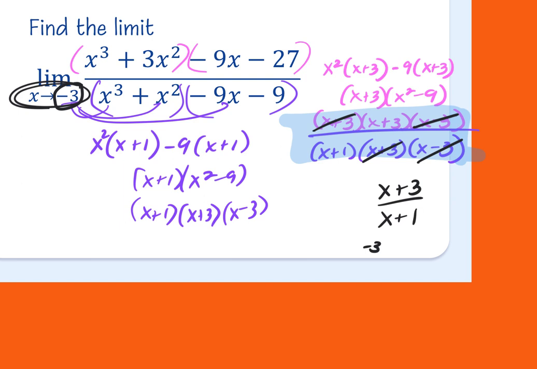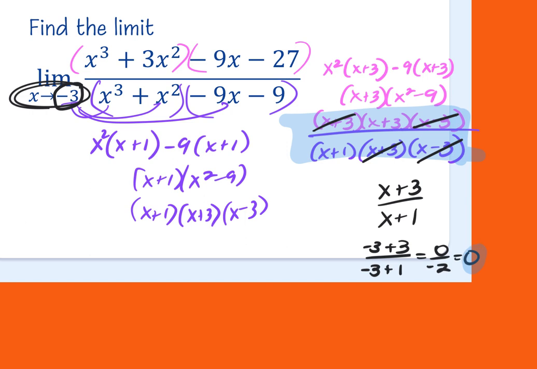Negative 3 plus 3 over negative 3 plus 1. And I get 0 over negative 2, which is 0. So as it's approaching negative 3, your limit would be 0. So you would write it and just put equal. You just put 0 for the limit.